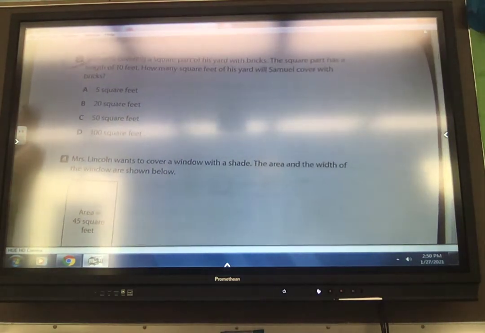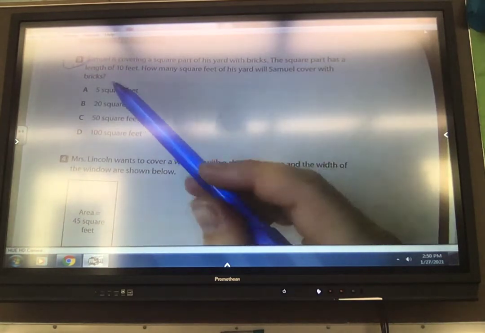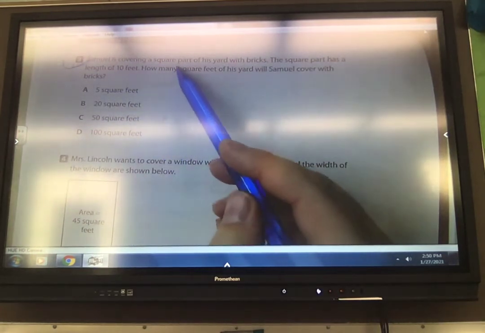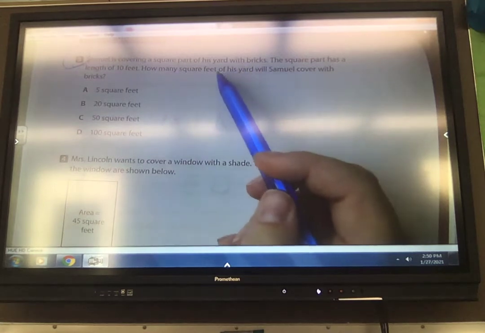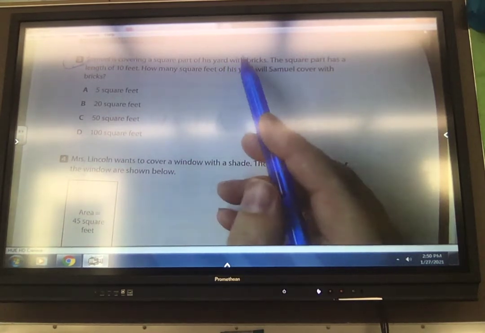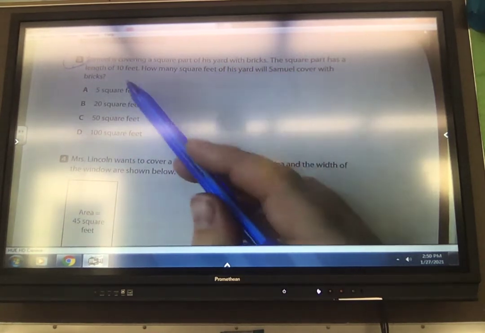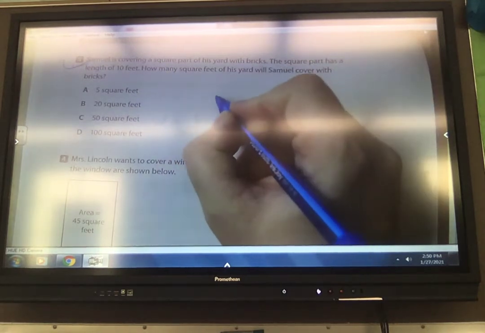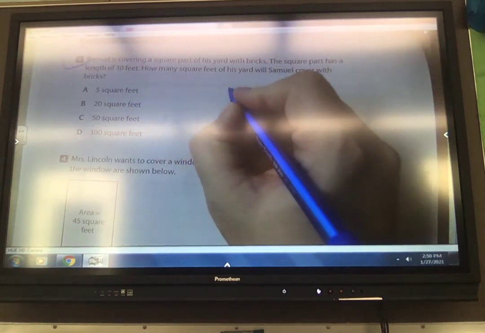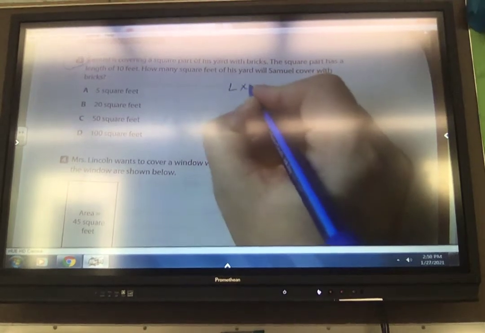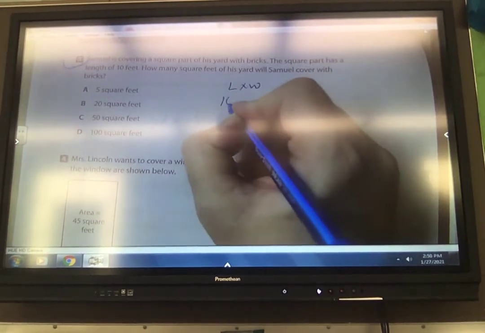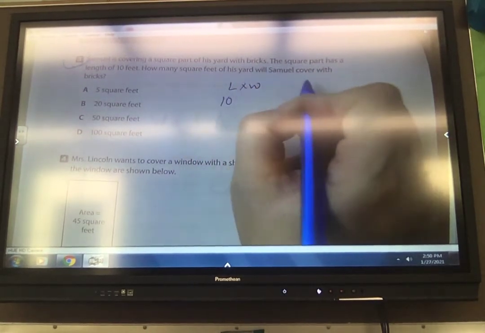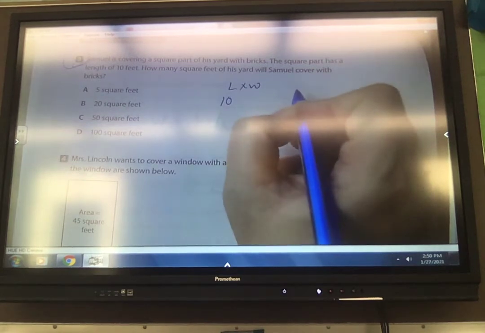Notice I've again circled number 3 because it's going to be a very similar question on your test. Samuel is covering a square part of his yard with bricks. He's covering with bricks. That's area. A square part has a length of 10. So we're doing area, and we know it's length times width. So length is 10. How many square feet of yard will cover with bricks?